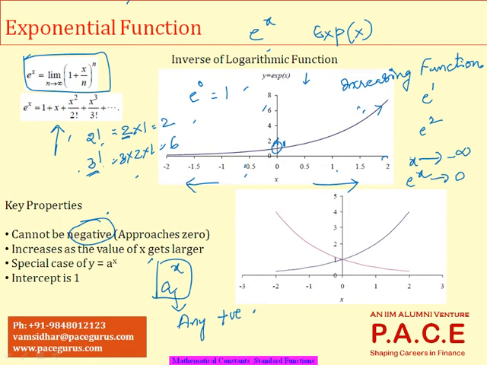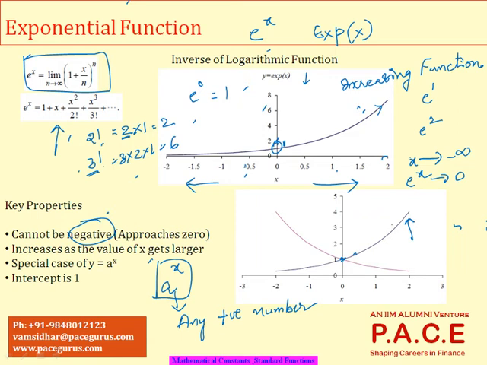Any positive number. So e is also a positive number, right? e is nothing but 2.718. So e is a special case of a to the power of x. Now, the typical a to the power of x graph will be like this only, just like your e to the power of x, and it will be cutting your y-axis at 0.